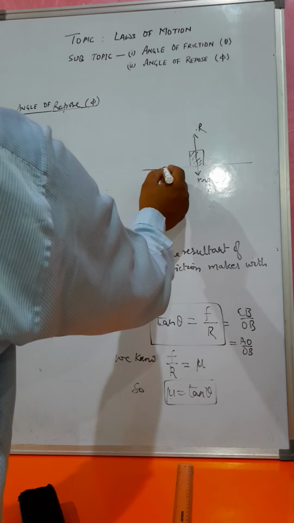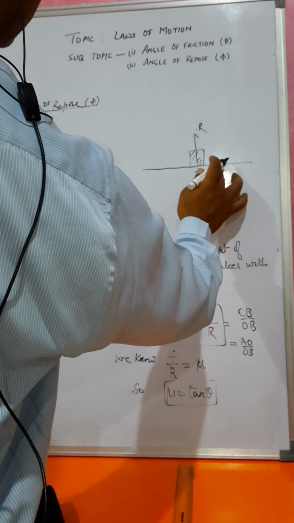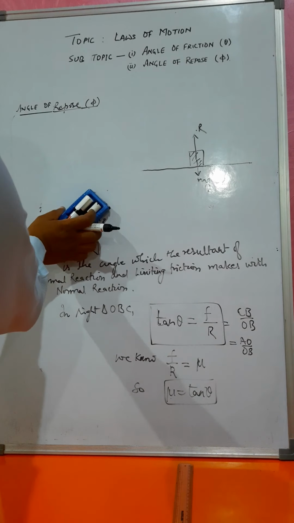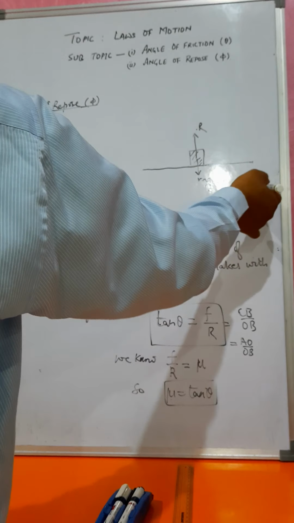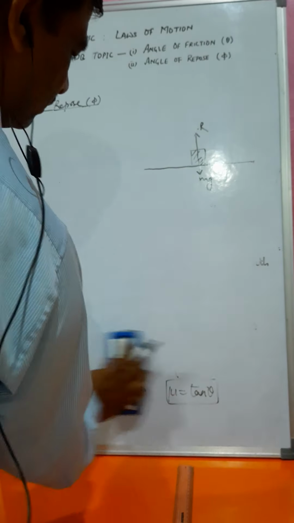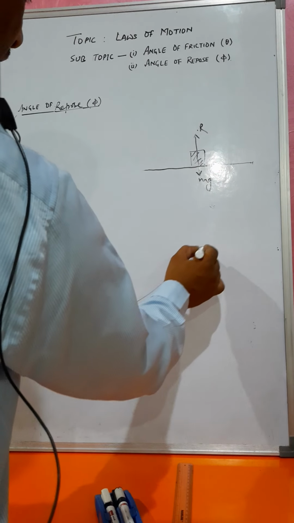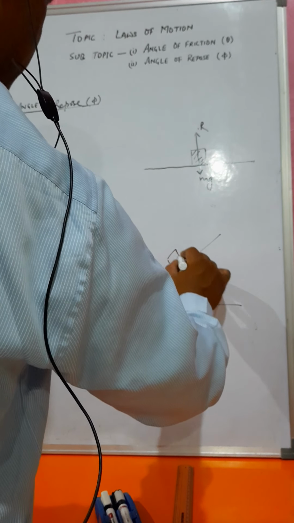Now see, if this surface is made in such a way that suppose one end of it is lifted or raised, so that the body placed on this will be like this. Suppose the body is placed like this.